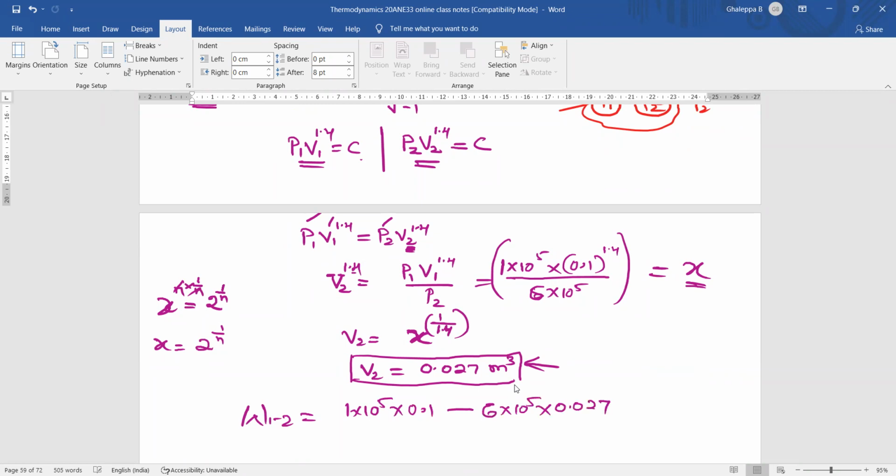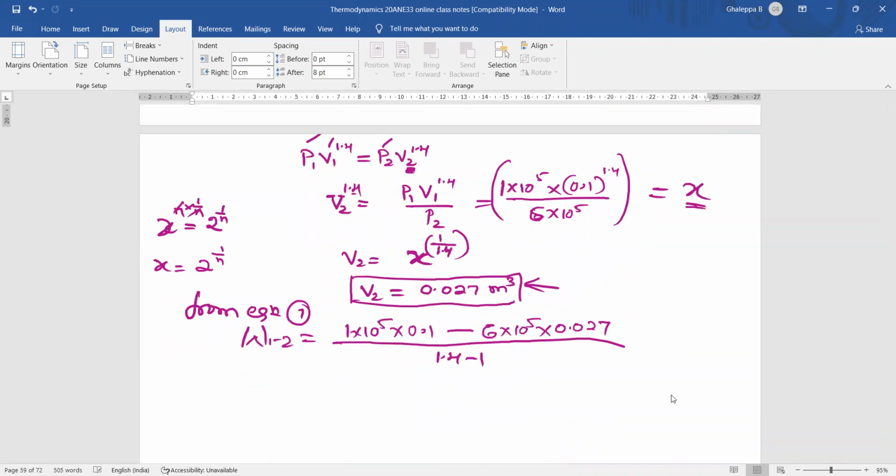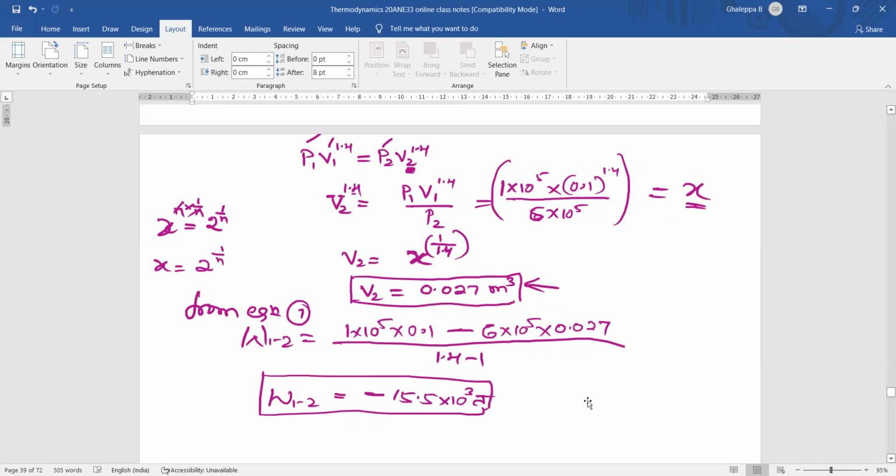My dear student, negative value or positive value for work done? Negative, sir. Why is it negative? Because it is a compression process. You should get negative, 100%. By seeing the equation also you can say it is negative, because P2 is 6 into 10 to the power of 5 and P1 is 1 into 10 to the power of 5, so the negative value is more. So we get minus 15.5 into 10 to the power of 3 joules, or you can write it in kilojoules.